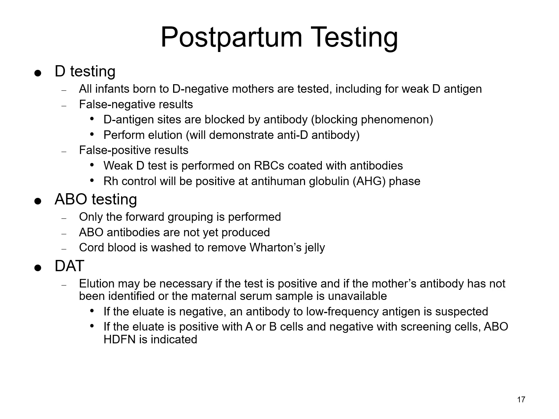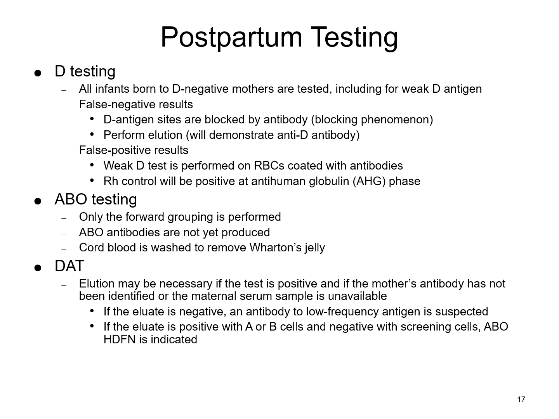So all infants that are born to Rh negative mothers are going to be tested, including doing a weak D test. There are things that can cause false negatives. Your false negatives could be that those D antigen sites have actually been bound by an antibody. So because they're bound, they're not agglutinating with your reagent. What you would have to do in this situation, if you suspected that that's what's going on, is perform an elution to pull off that anti-D and test for it to see if it is present and had been attached to those red cells.